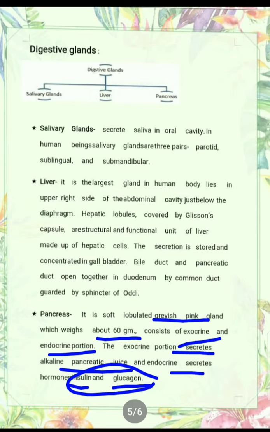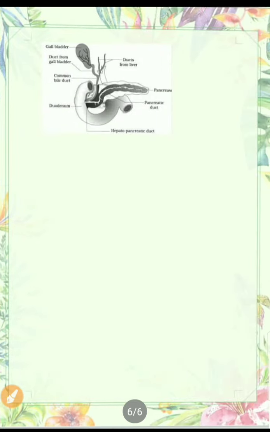Insulin helps in lowering the blood glucose level, while glucagon helps in increasing the blood glucose level based on necessity. So in the next part we will discuss human digestion of food, how it takes place in the human body.